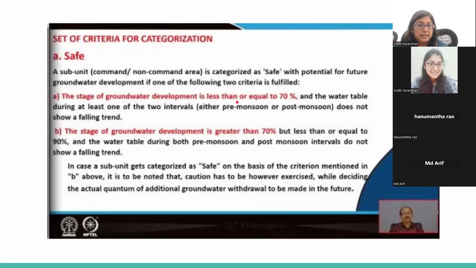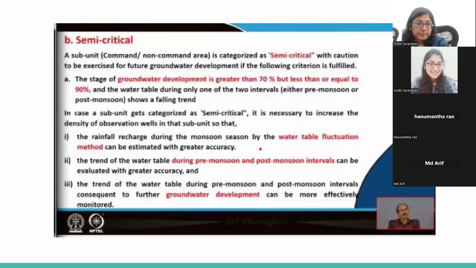Here there is a decline that is seen in the trend of water table fluctuation. Here there is no decline seen. So if these areas are exhibiting this potential of groundwater recharge and groundwater development, you can categorize that area as a safe area.